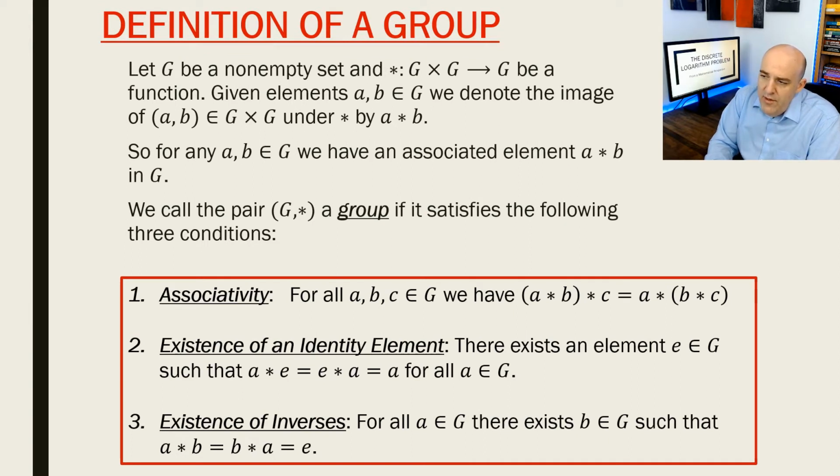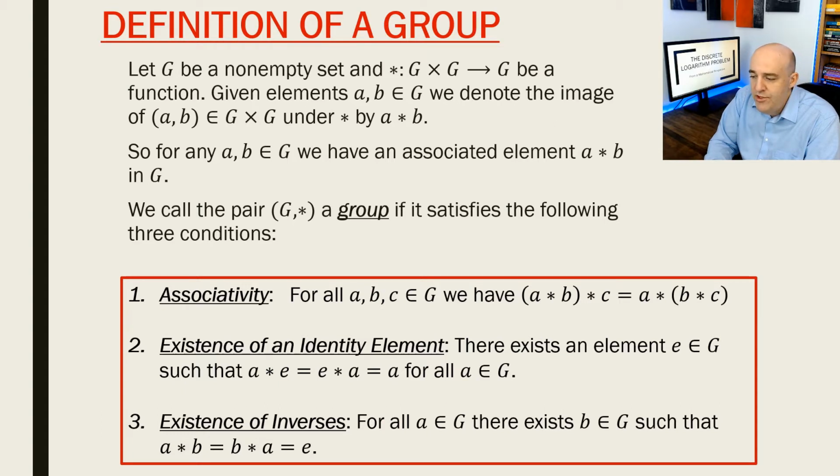We let G be a non-empty set, and star is a function from G cross G to G, and it represents a binary operation on the set G. If we're given two elements of G, the image of (A, B), which is an element of G cross G, under star, we denote as A star B. So given any two elements A and B of G, we have this associated element A star B, which is also an element of G.